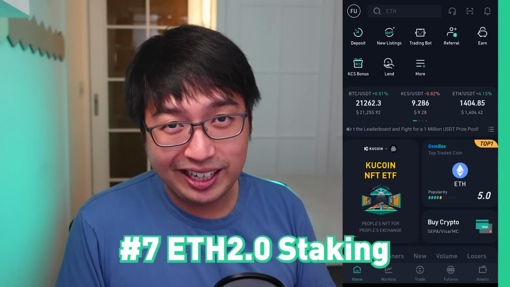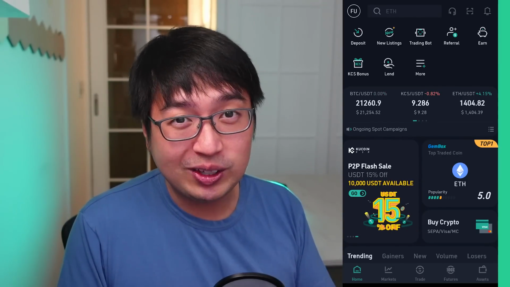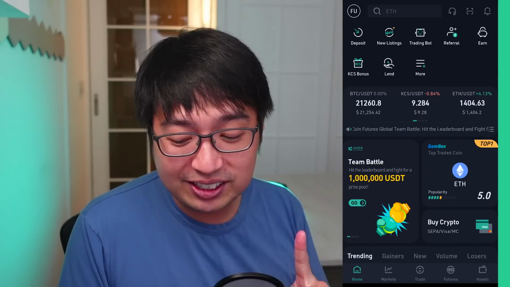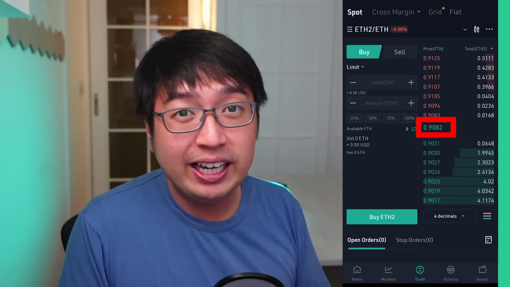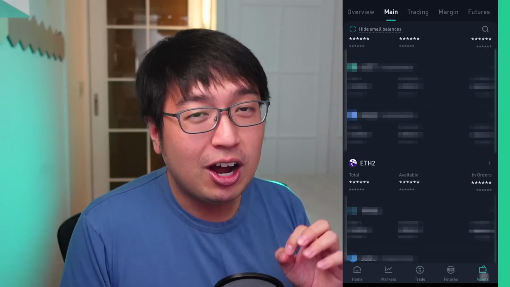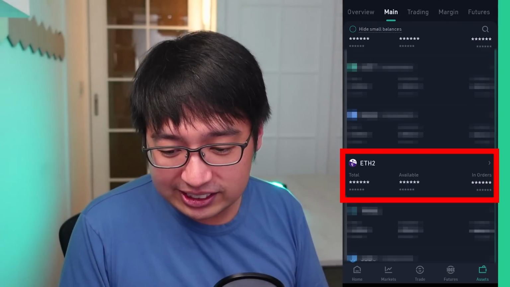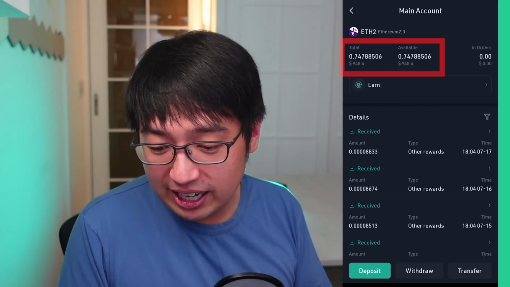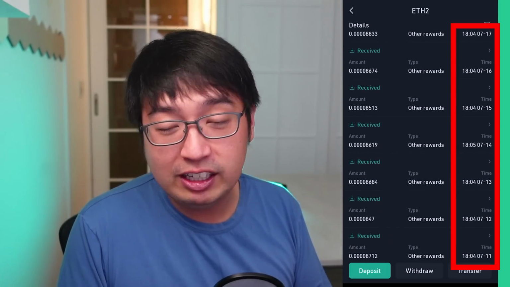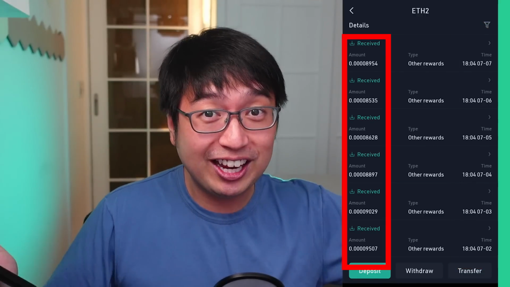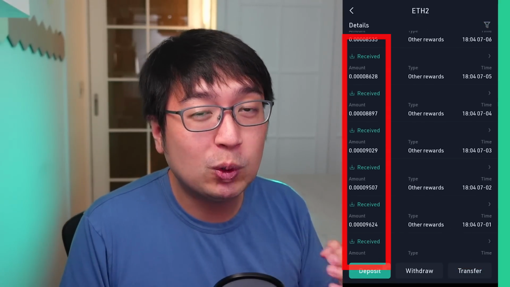Number 7, ETH2 staking. Now, KuCoin makes it super easy to do this because all you have to do is hold ETH2 in your account, and you can buy ETH2 at a significant discount. So at the moment, you need 0.9 ETH to buy one entire Ethereum 2.0 token. And if you just hold it in your account, it will automatically be earning rewards. So I go to assets, I go to ETH2, and you can see that I have 0.74 ETH in my account. And then daily, I have been receiving ETH2 rewards. So all I have to do is buy that ETH2 and then do nothing, leave it in my account, and it's gonna earn me rewards daily.